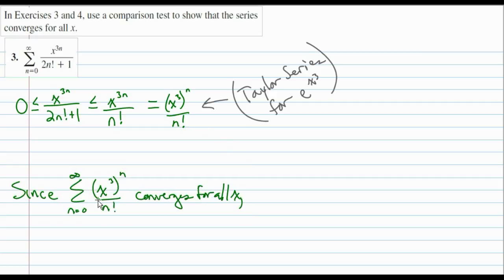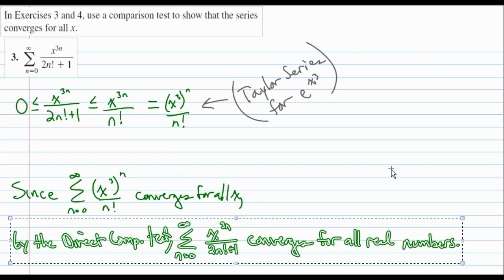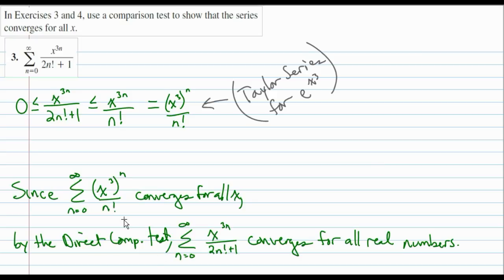Since the series I'm comparing it to converges for all x, because it's the Taylor series for e to the x cubed, by the direct comparison test, and I can use that because my values are all positive and I know this series converges, the series I'm testing converges for all real numbers. So again, this is kind of how you have to lay that out. Show that you have positive terms, show that they are less than something you know. Now since this one converges, you can use the direct comparison test. So you're setting up the direct comparison test here, and then you're stating why the direct comparison test works.